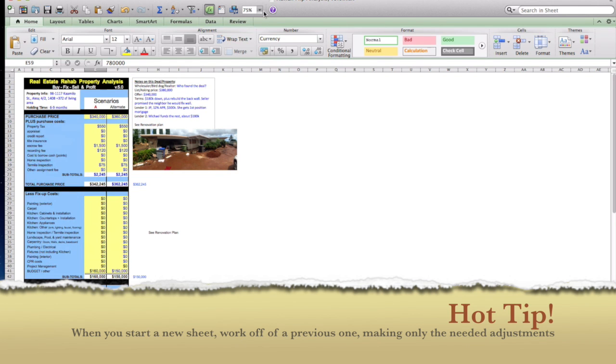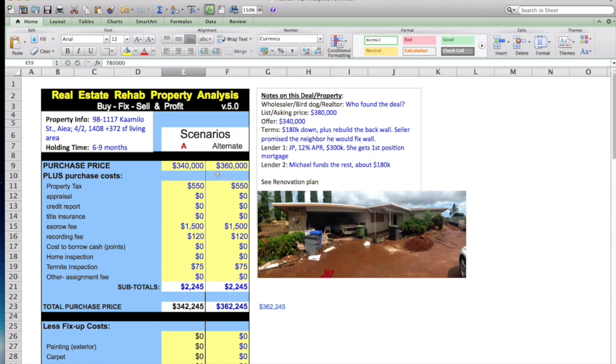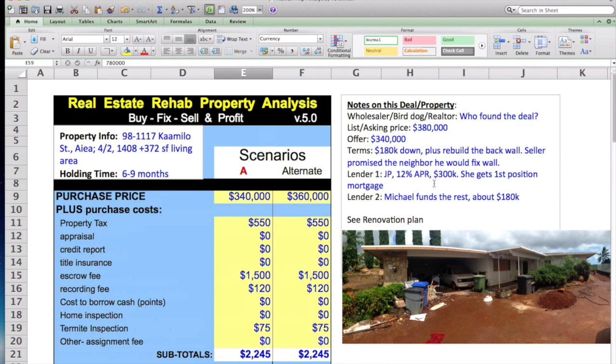Now let's go ahead and take a closer look at this. We'll go to 150. There we go. Now let me see what 200 looks like. Okay, let's do 200. Look how nice that is. Okay, so here's how I fill the sheet out.